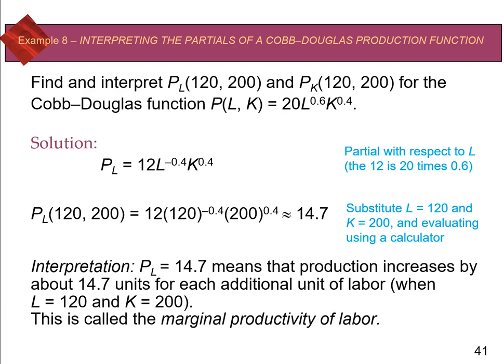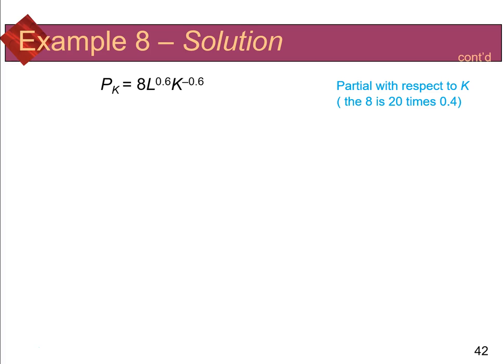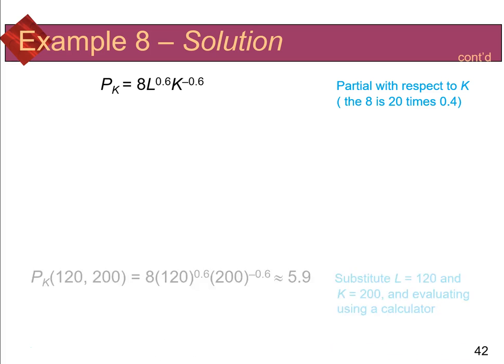They call this the marginal productivity of labor. When I do the partial derivative with respect to K, now the L to the 0.6 power is a constant. We end up with 8L to the 0.6, K to the negative 0.6. Again, we multiplied this whole function by the original exponent, which was 0.4. We then subtracted 1 from the exponent of K. The L to the 0.6 was treated as a constant. So that's the derivative with respect to K.